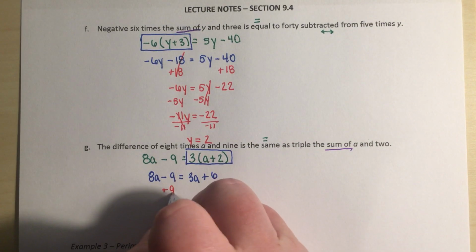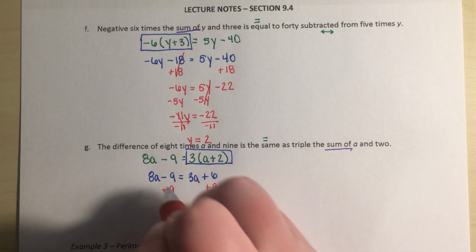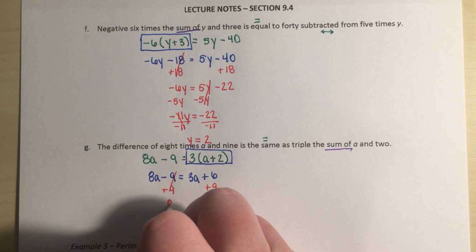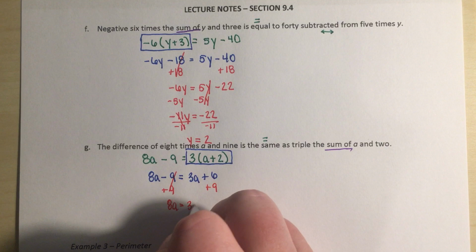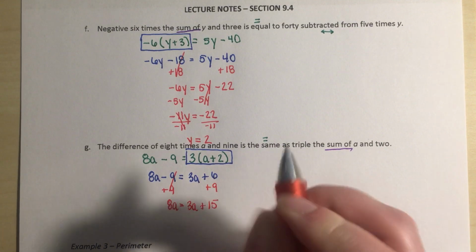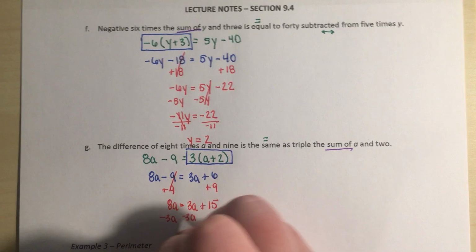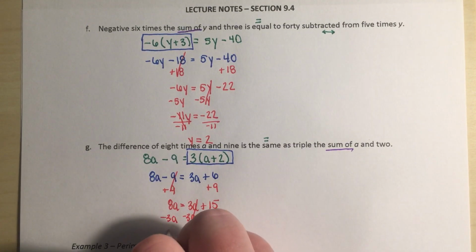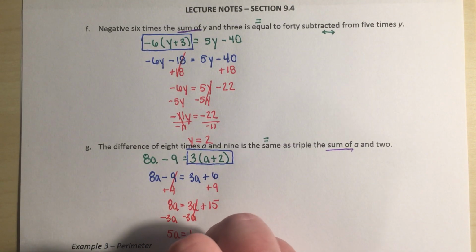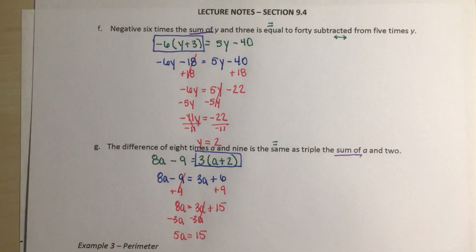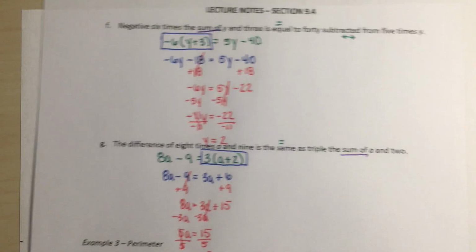Get rid of our number on the left side, so we're going to add 9 to both sides. 8a equals 3a plus 15. Subtract 3a from both sides, because now we're getting rid of the variable on the other side. 5a equals 15. Divide both sides by 5, which is our coefficient. a equals 3.